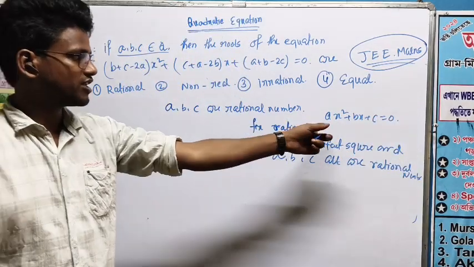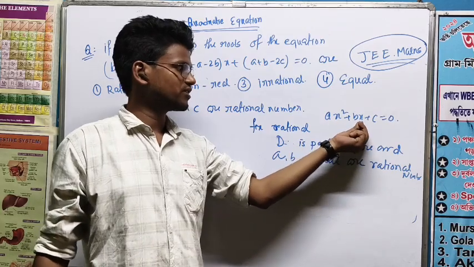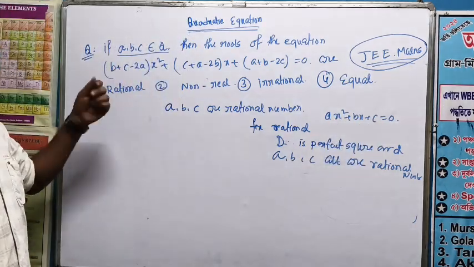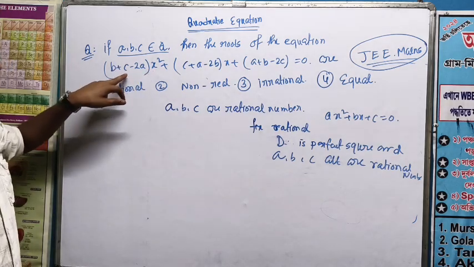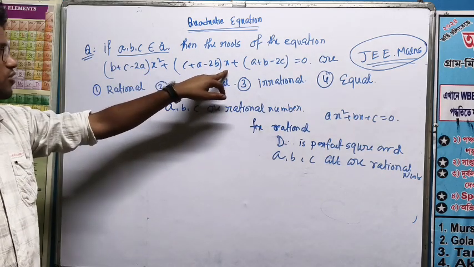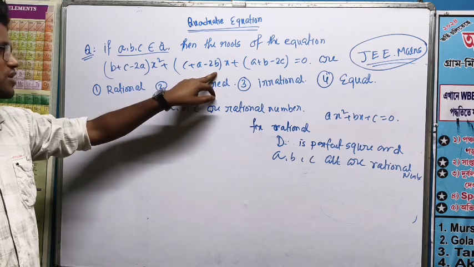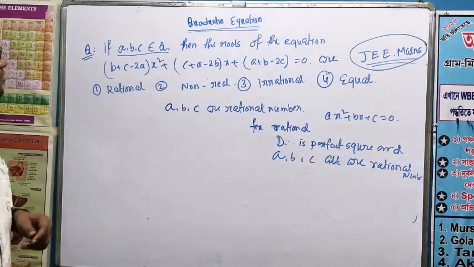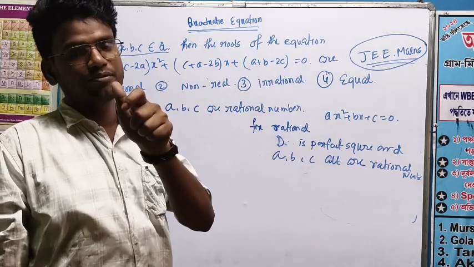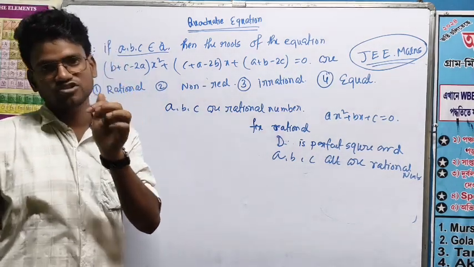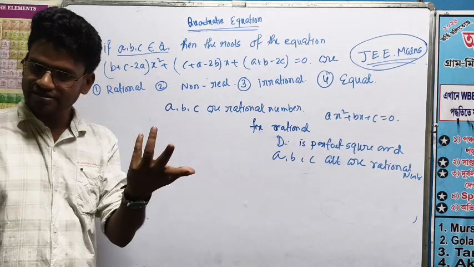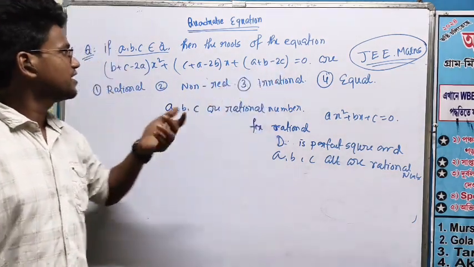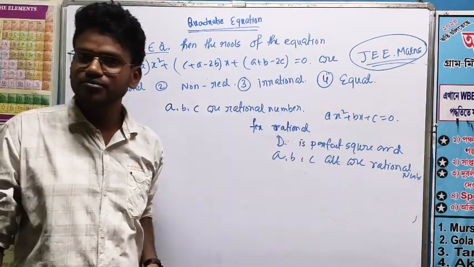This is a quadratic equation. That means the coefficient of x square, the coefficient of x and the constant term all must be rational numbers. But here it is different. The coefficient of x square is b plus c minus 2a, the coefficient of x is c plus a minus 2b, and the constant term is a plus b minus 2c. But we know the property of rational numbers: addition or subtraction of rational numbers always gives a rational number. That means this is rational, this is also rational, and this is also rational. So all the coefficients are rational numbers.